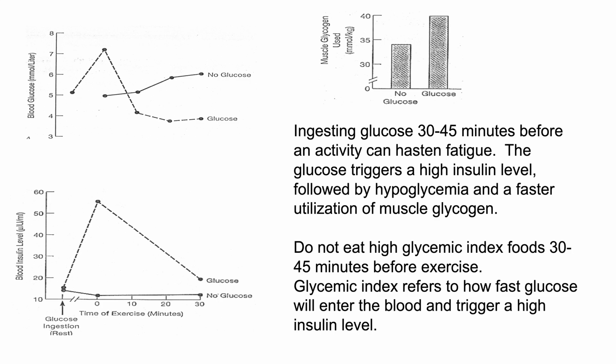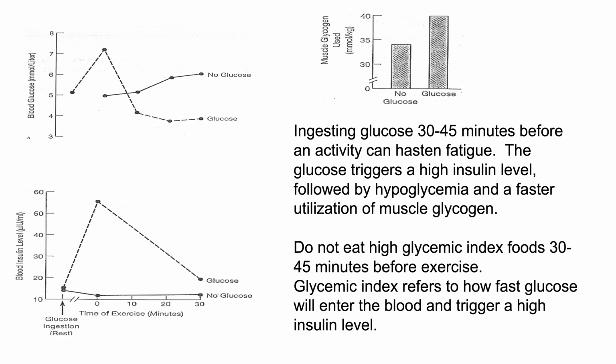It triggers a high insulin level. And you can see the top one, those who had no glucose versus those who had glucose. Those who do not consume a high glycemic food going into the event have a lot steadier release of glucose and maintain blood glucose, as opposed to those who consume some glucose. And you can see at the bottom, insulin levels are a lot more maintained as opposed to those who consume glucose.